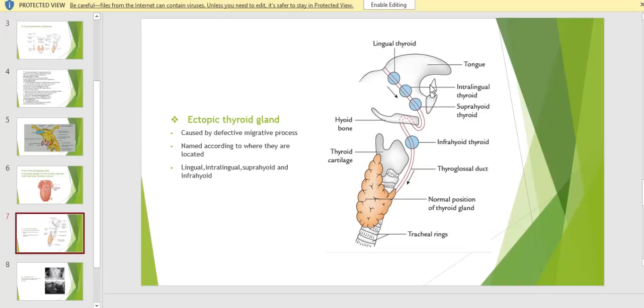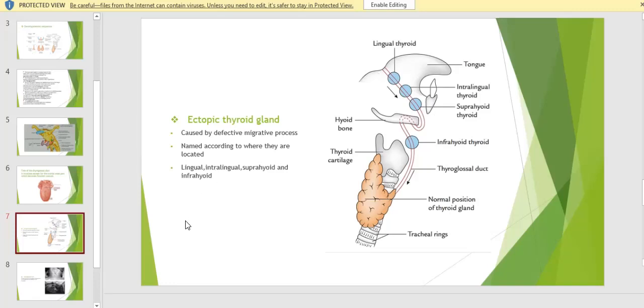Within the tongue, intralingual, above the hyoid bone, it will be known as the suprahyoid thyroid. Then beneath the hyoid, an infrahyoid thyroid. This is its definitive position. Remember, the lateral lobes usually extend from the oblique line of the thyroid cartilage lamina up to the sixth tracheal ring. So if it does not form at its definitive position, it is an ectopic thyroid gland. Some of them, like the lingual one, might obstruct swallowing and hence need to be removed.